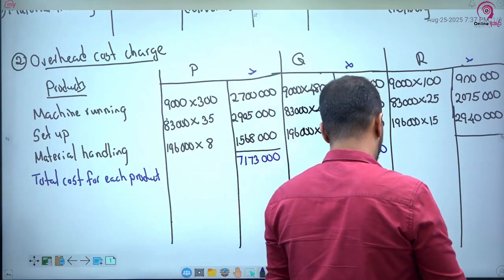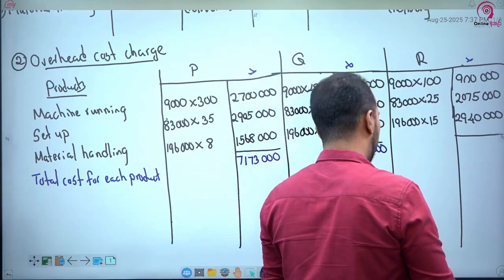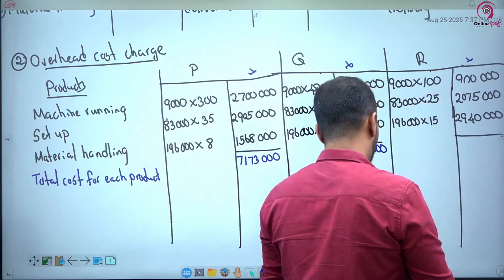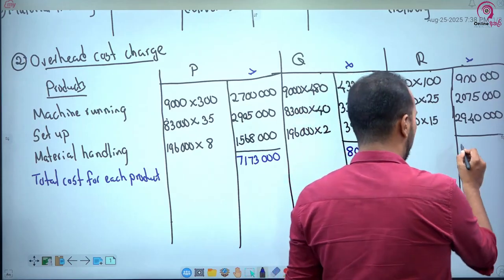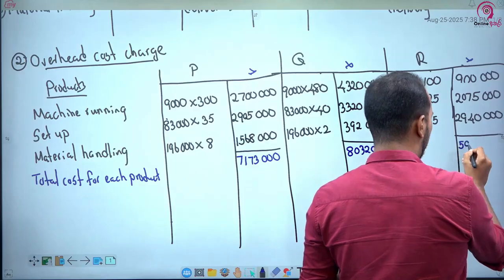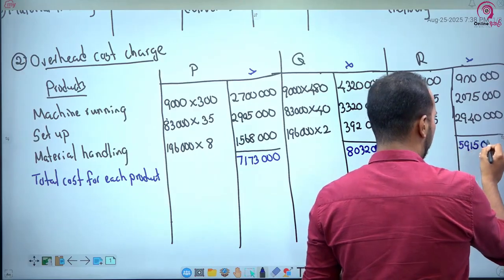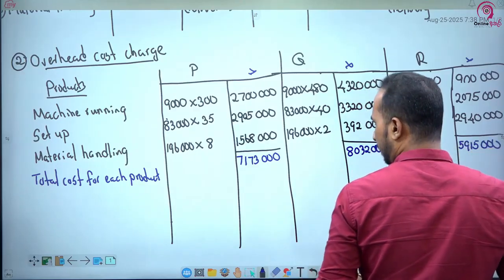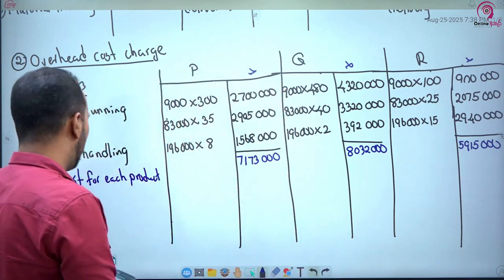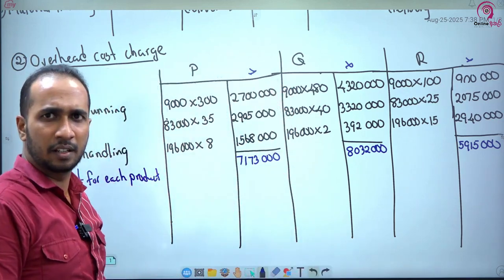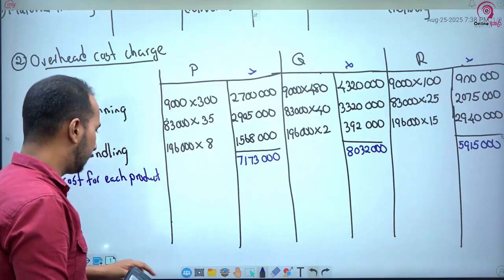In the same way, you can calculate for product R as well. 900,000, 2,075,000 plus 2,940,000. Altogether it is 5,915,000. So this is the total cost for each product. Okay, the line is somewhat, I think.